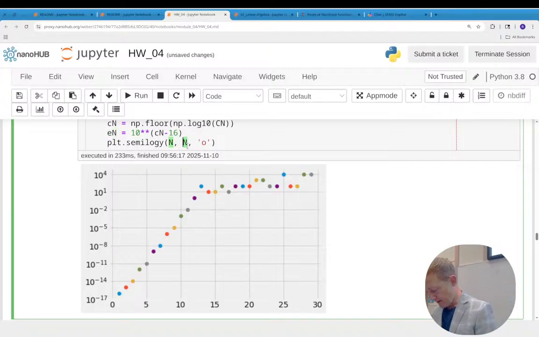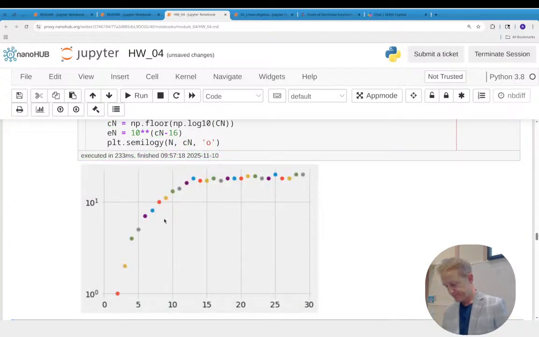And then we could even look at the condition. The condition goes up and up and up and then kind of balances off until it's all the same condition number. It's just ill-conditioned.